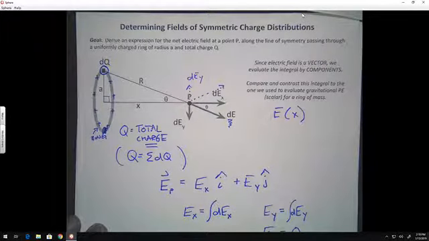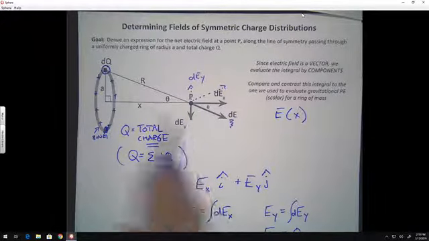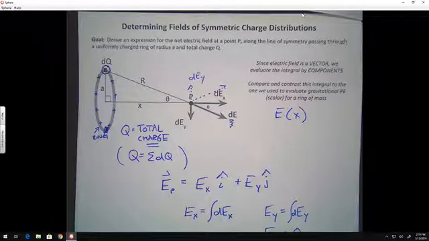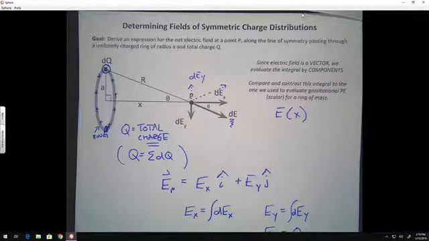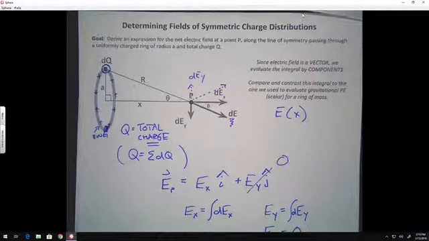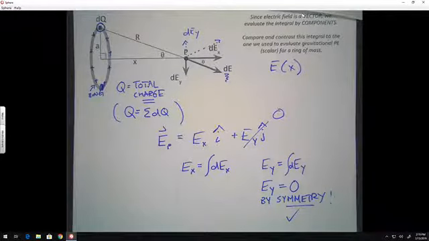Okay? And what that means is that, again, for every chunk that produces a dEy, there's going to be a chunk on the opposite side of the ring that cancels it. And literally, you just look at the picture to say that. And that's what we're done with that part. So this is going to be 0. Okay, sorry, I lost the line there. So this is by symmetry, and that's going to be 0.